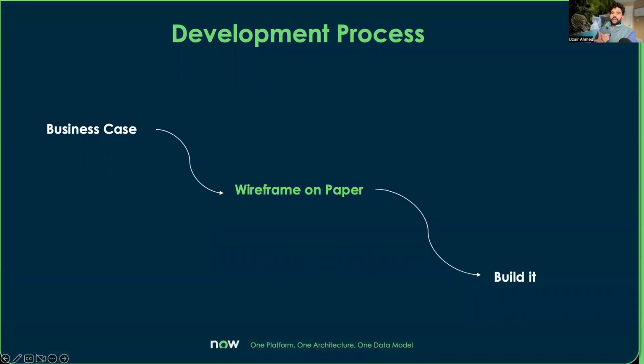So this is the development process that I followed. The first thing is when you're building an app, you need to have a business case. Who's it for? What's the purpose? And what are we saving with it? Are we going to save money with it, or are we going to make money with it?